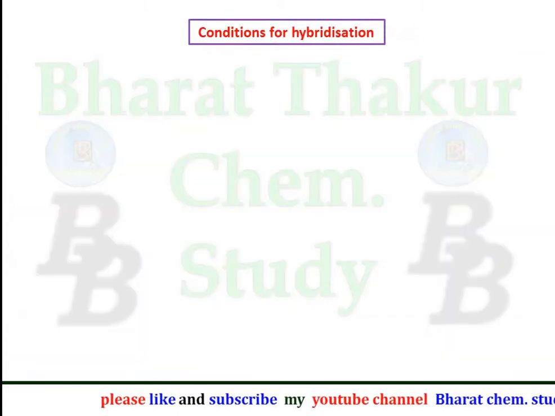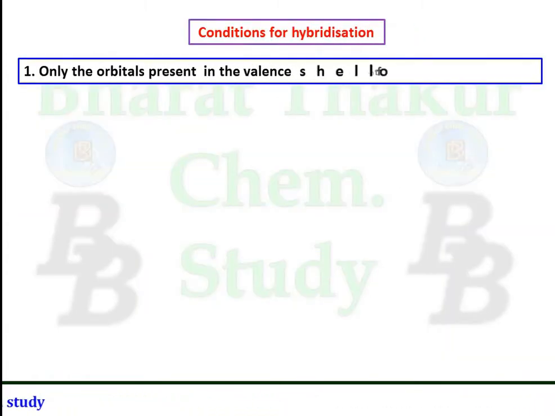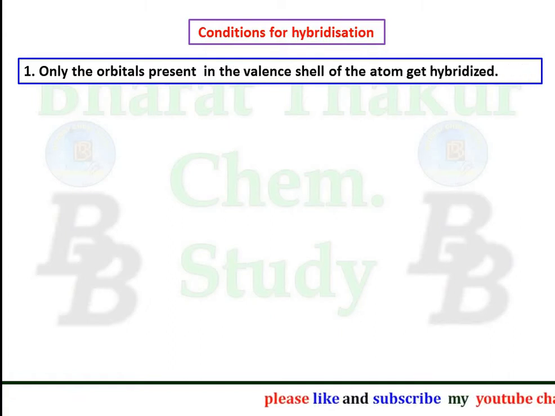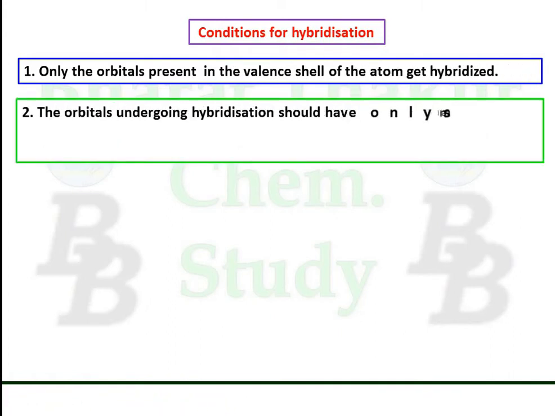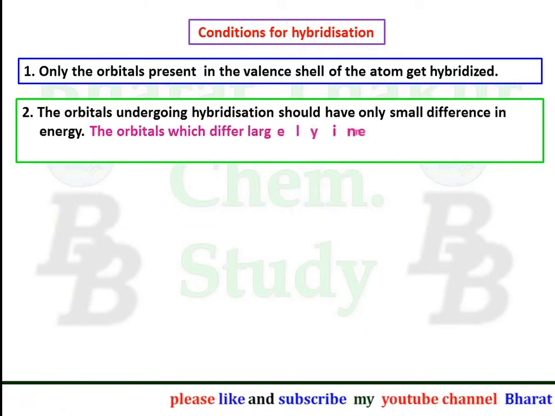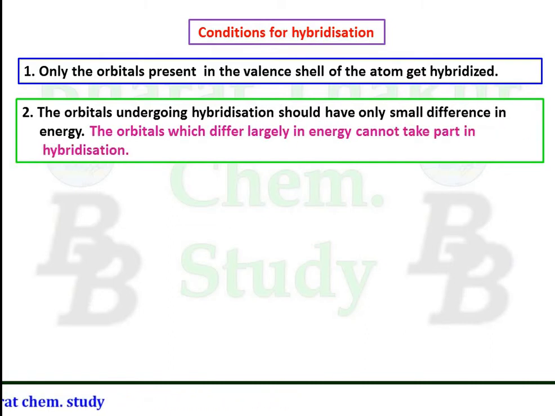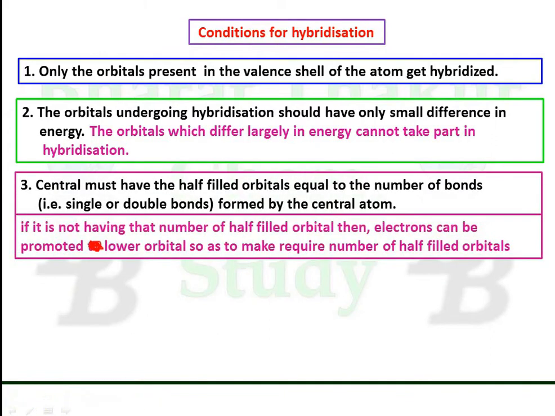Now conditions for the hybridization. First, only the orbitals present in the valence shell of the atom get hybridized. Second point, the orbitals undergoing hybridization should have only small difference in energy. The orbitals which differ largely in energy cannot take part in hybridization. Third point, central atom must have the half-filled orbitals equal to the number of bonds, single or double, formed by the central atom. And if it is not having that number of half-filled orbitals, then electron can be promoted from lower orbital so as to make the required number of half-filled orbitals.